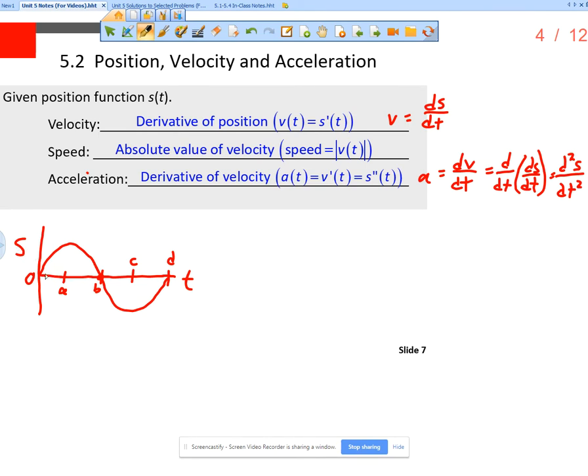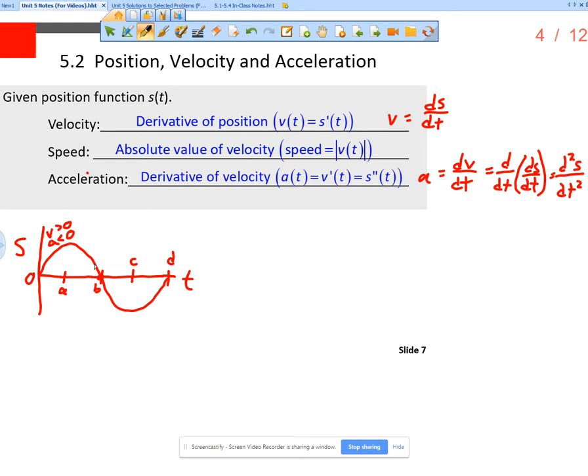Number one, from 0 to A, the position is increasing, because this thing is moving upwards. So what can we say there? We can say that velocity is greater than 0. But also, because this curve is concave down, that means its second derivative is negative. In other words, a is less than 0. All right, so then what happens after A?